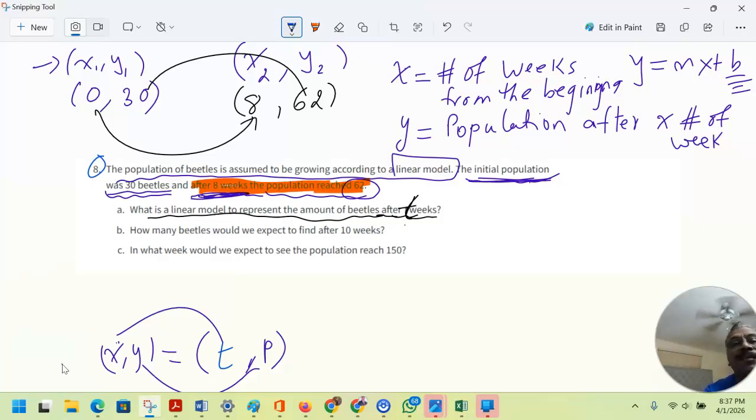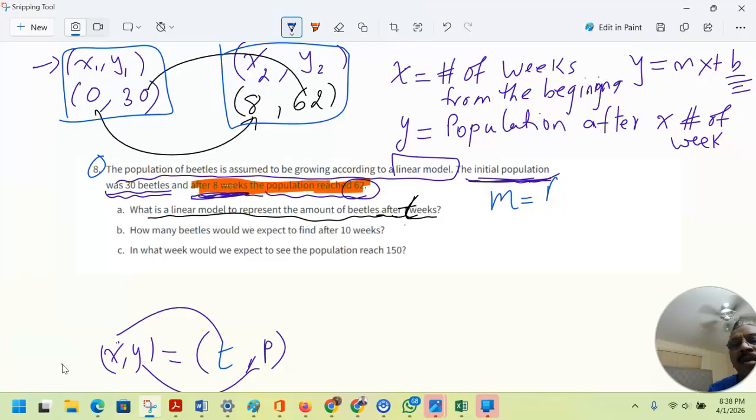Okay, so what I'm trying to say, you have these two pieces. Let's figure out what is the rate of change. The main thing is the slope. What is the slope, the rate of change? Basically it means for every one increase in the week, so every week, how much is the increase in the population of beetles. So, the rise over run.